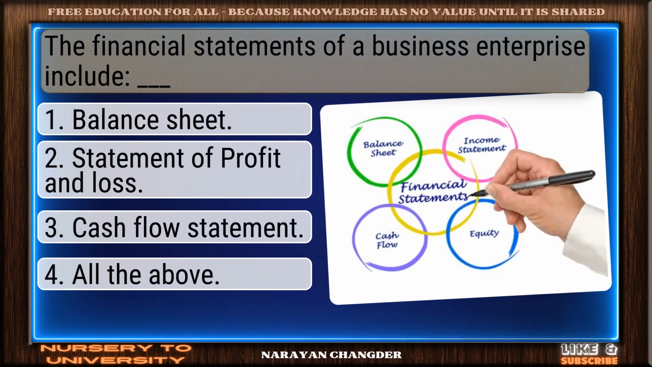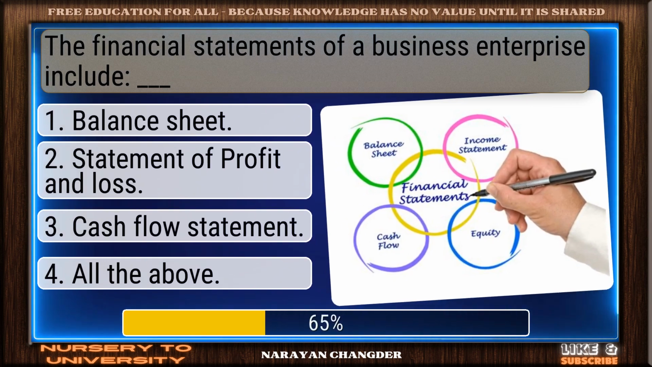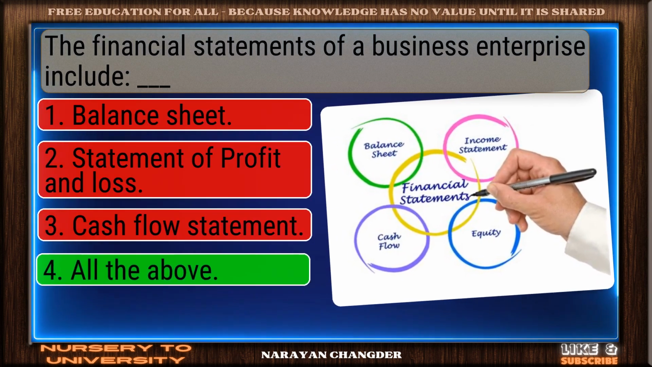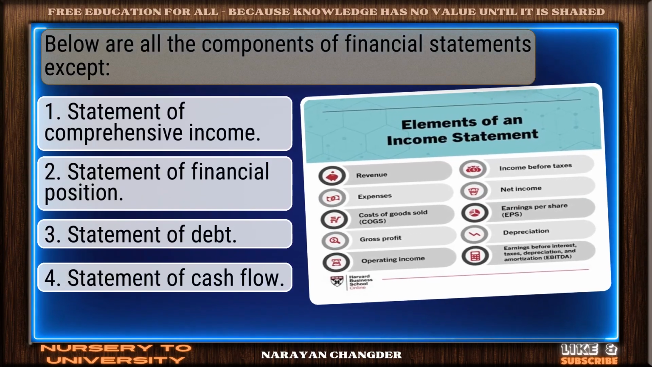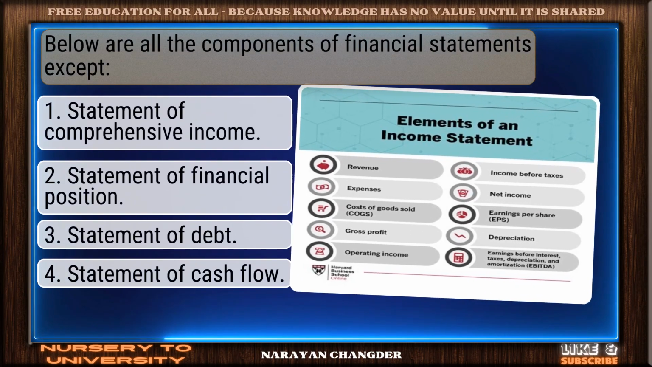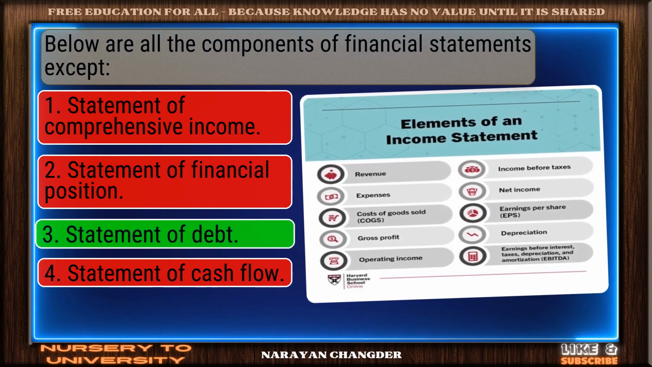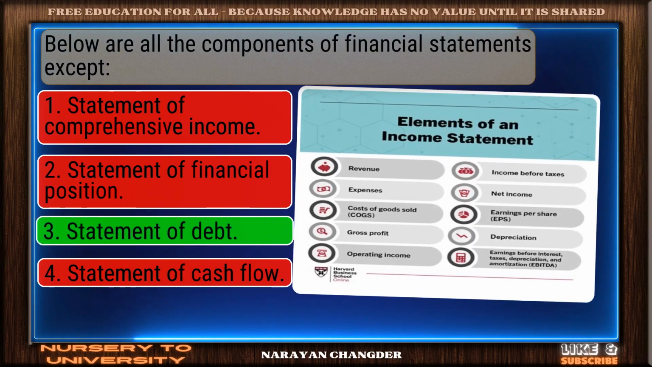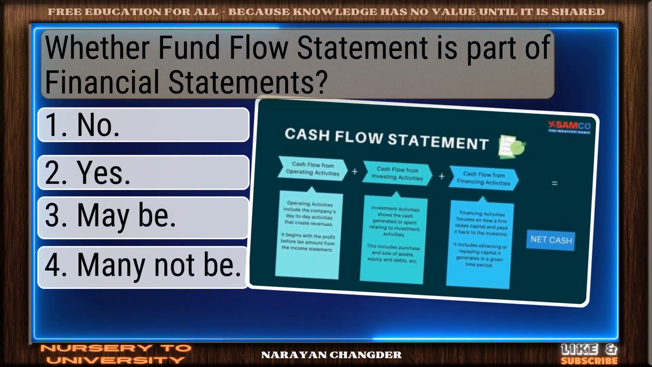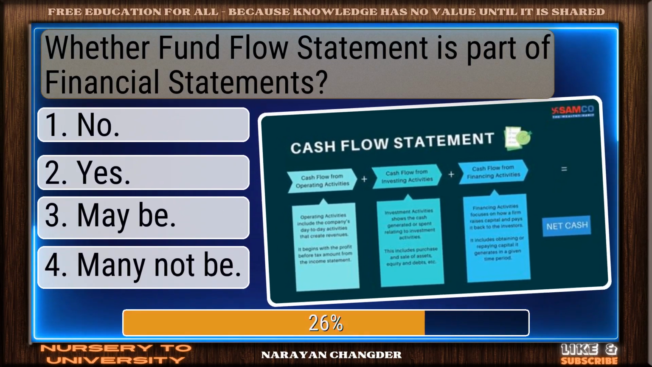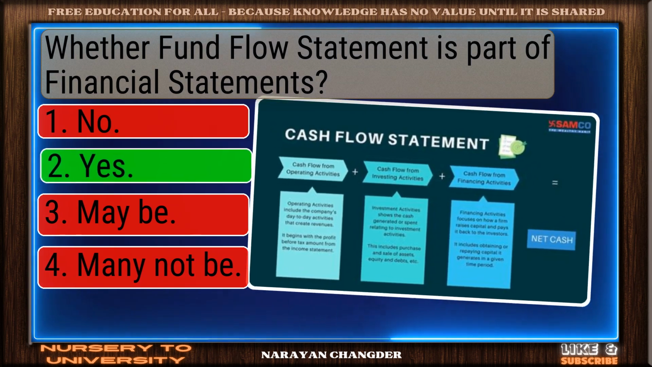The financial statements of a business enterprise include dash. Right choice. All the above is the best answer. Below are all the components of financial statements except. Clear logic. Your choice, statement of debt, is sound and 100% true. Whether fund flow statement is part of financial statements. Perfect. Yes is the correct choice.